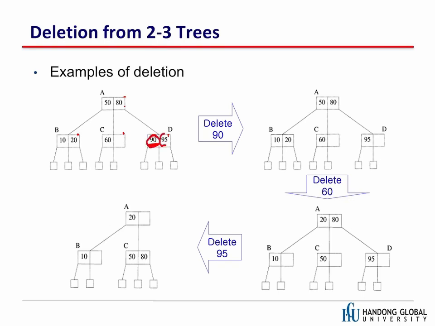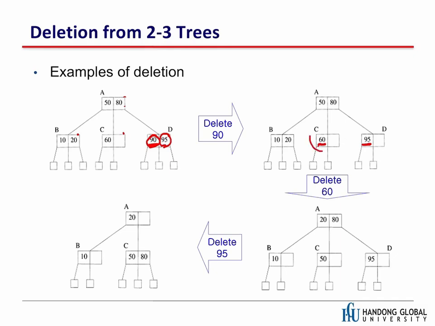If this one is on the left cell, and if we have something on the right cell, then we have to shift. So 95 should be here. That's it. Okay, so we didn't change the structure at all. That's quite simple. Okay, next we delete 60.